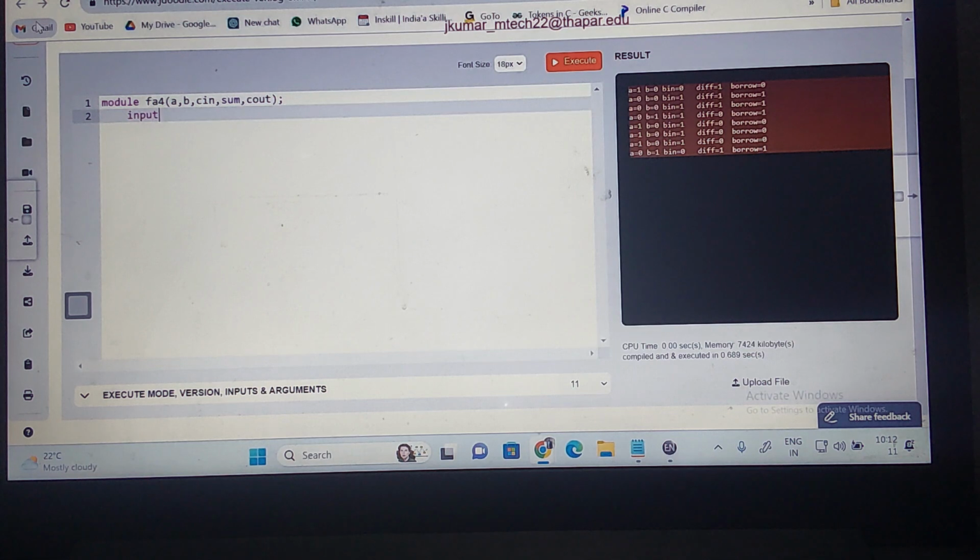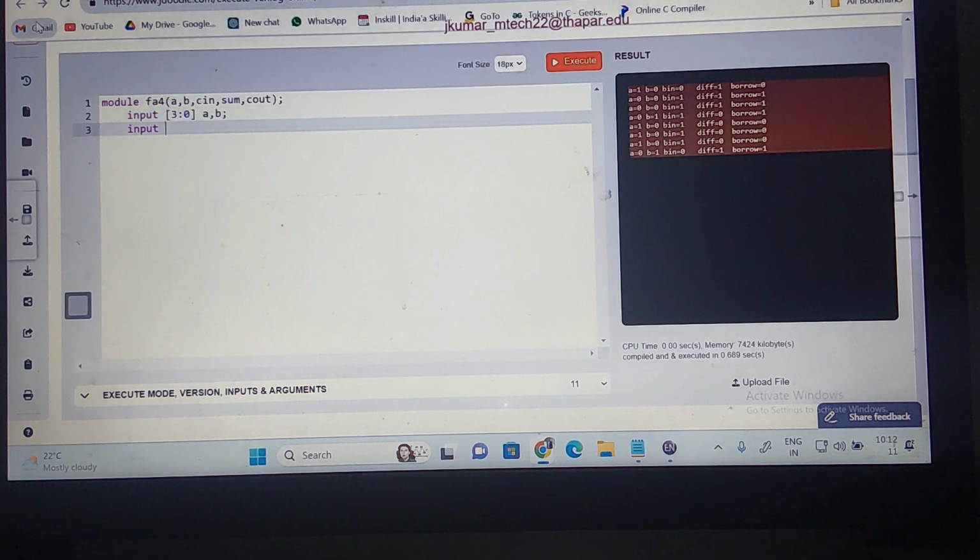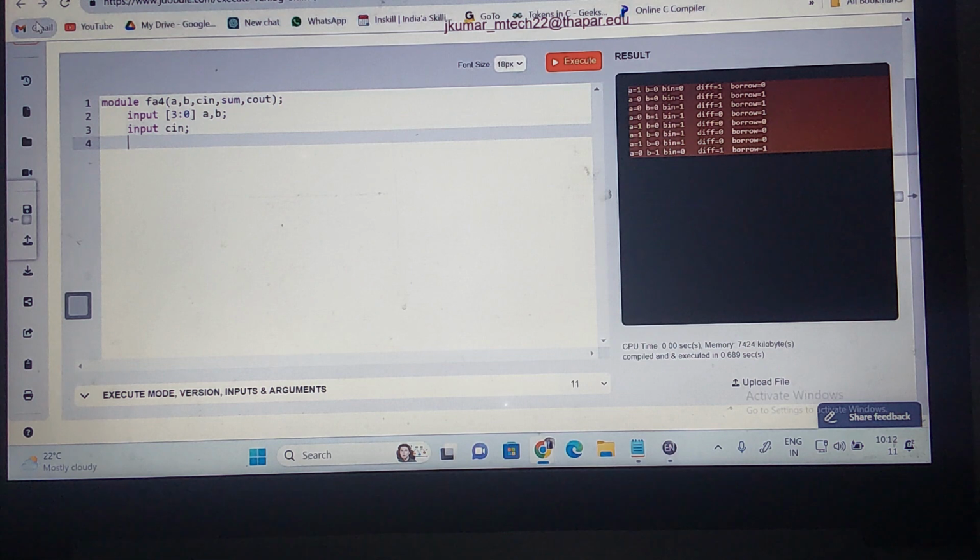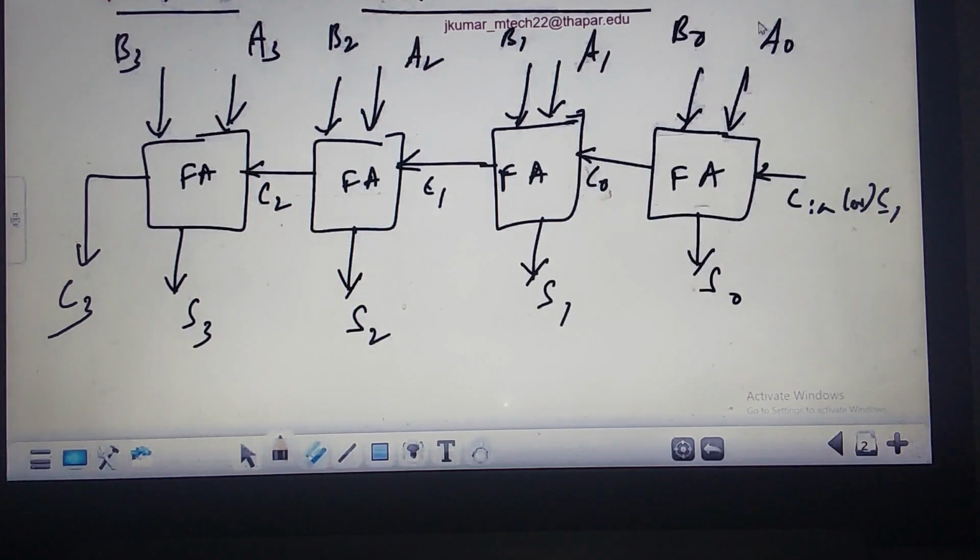Can you tell me what the input ports are? On the input side, what is the vector of A and B? How many bits do you need? 4 bit, right? This should be 3 down to 0, A comma B. Again input, how many bits do you need for C in? 1 bit. This is C in. Then the outputs: sum is 3 down to 0. You can see in this diagram you need A0, A1, A2, A3, 4 bits. B0, B1, B2, B3, 4 bits. C in is a single bit.